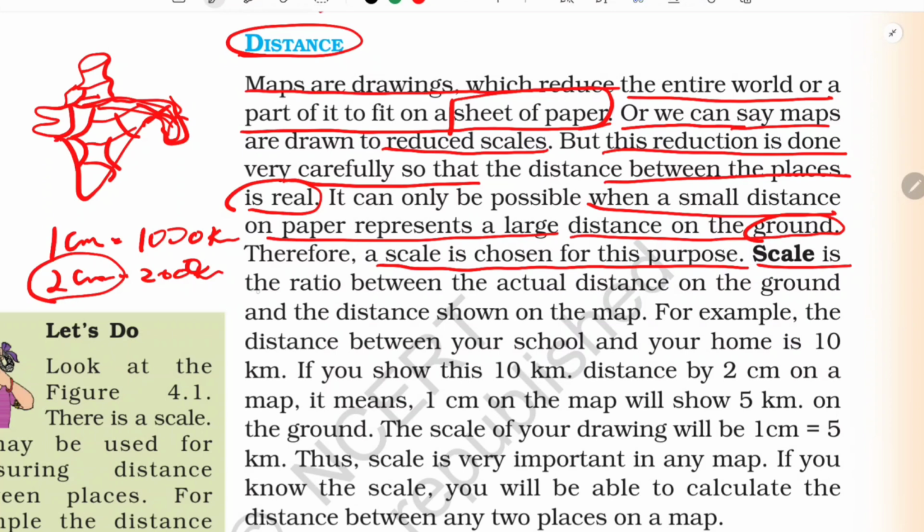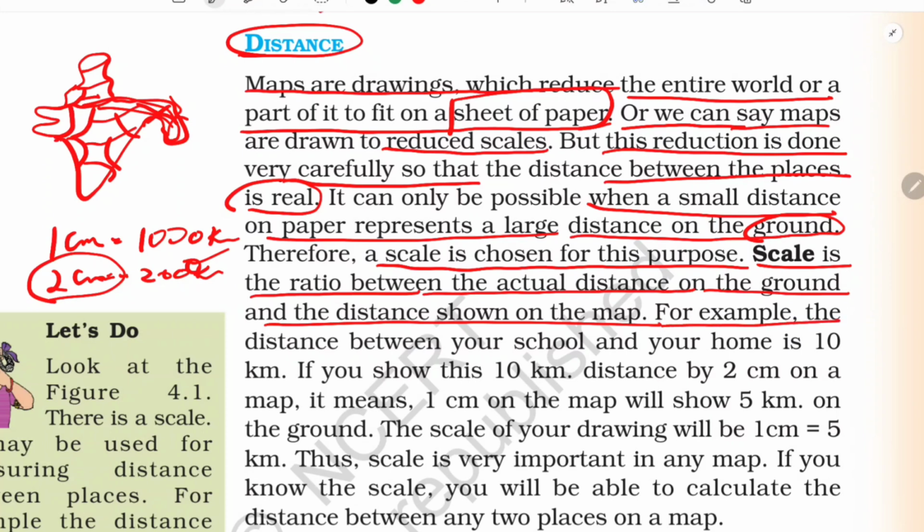So here, scale is the ratio between the actual distance on the ground and the distance shown on the map. The actual distance is how much? The example which we have taken over here is 2000 kilometers, but how much distance have we shown? 2 centimeters. So this is the ratio. This is the ratio between the actual distance on the ground and the distance shown on the map. I hope you have understood. For example, here they have given one example.